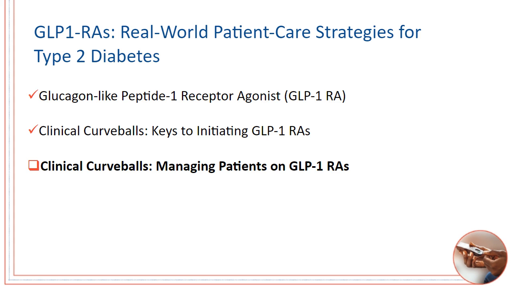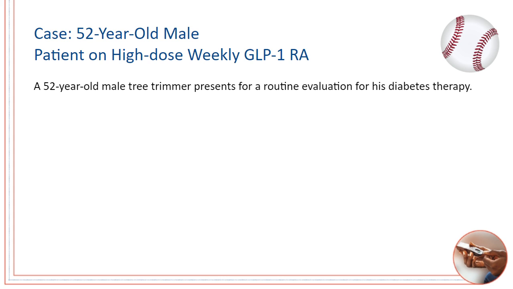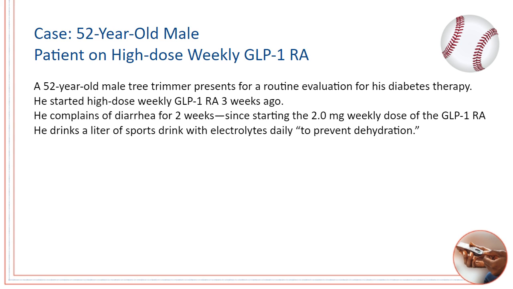We're going to move now to managing patients on the GLP-1 receptor agonists. Let's go back to Dennis, our 52-year-old tree trimmer who presents for a routine evaluation for his diabetes therapy. He started a high-dose weekly GLP-1 receptor agonist 3 weeks ago. He complains of diarrhea for the last 2 weeks since he started taking the 2 milligram weekly dose of the GLP-1 receptor agonist. He tells us that he drinks a liter of sports drink with electrolytes daily in order to prevent dehydration, he says. He denies abdominal pain and nausea.